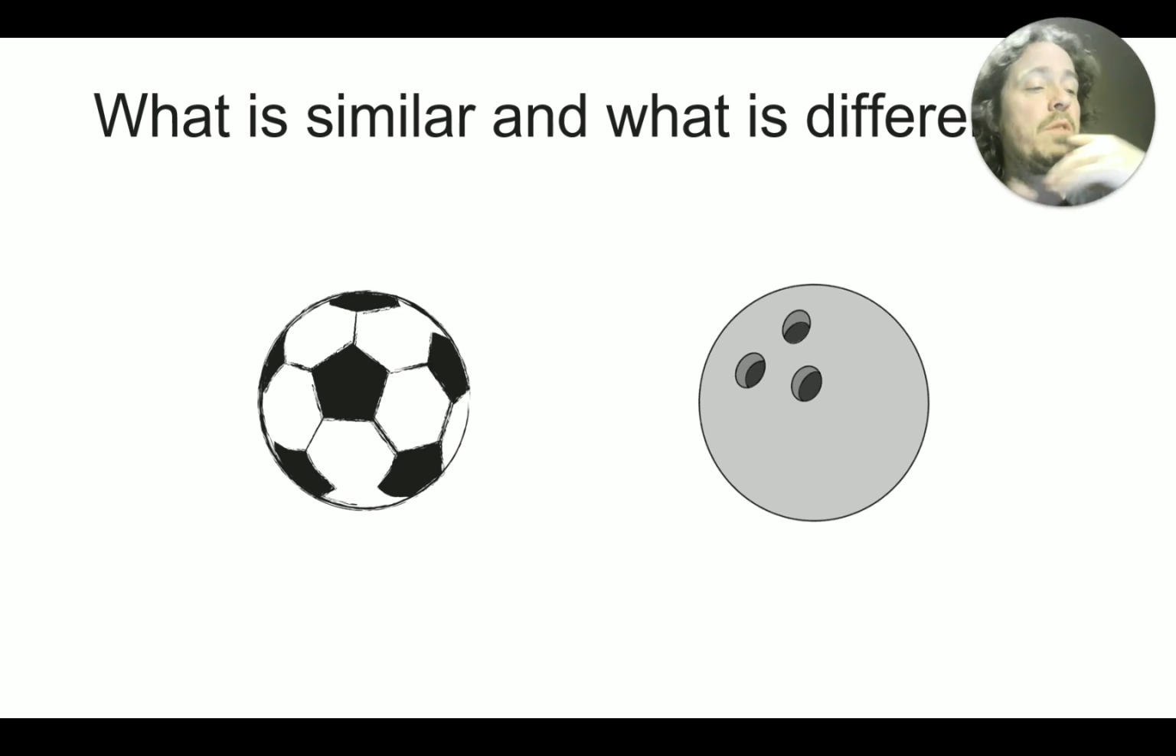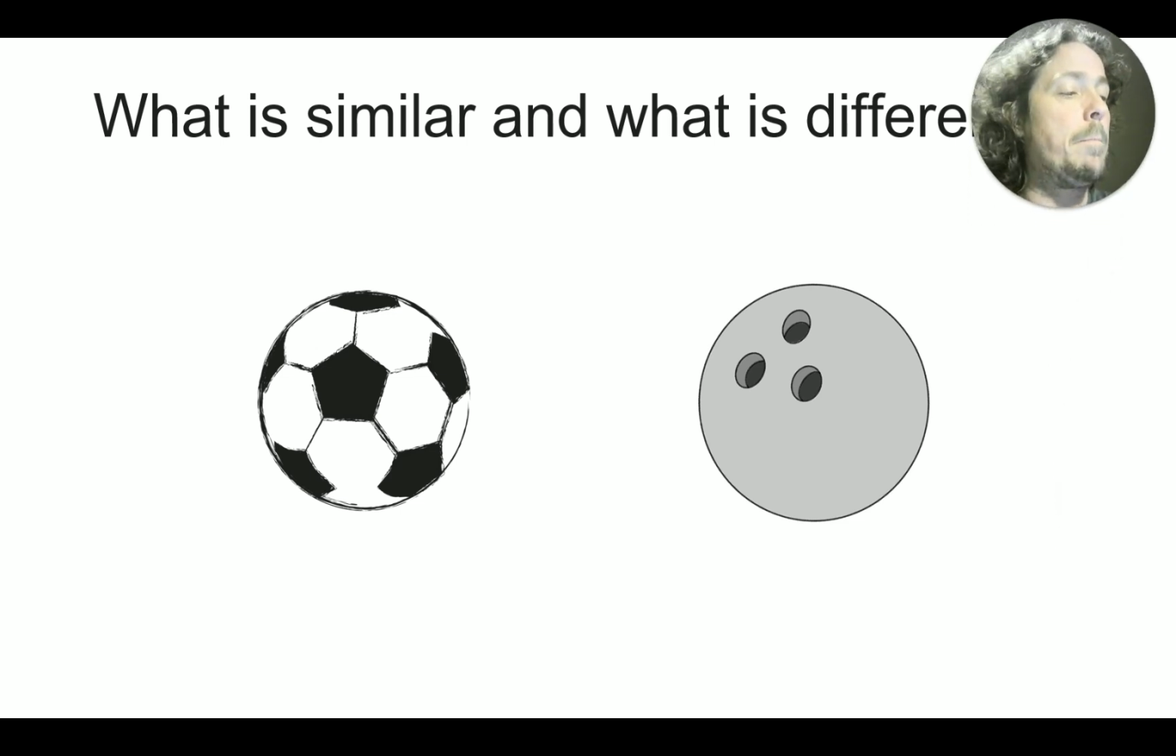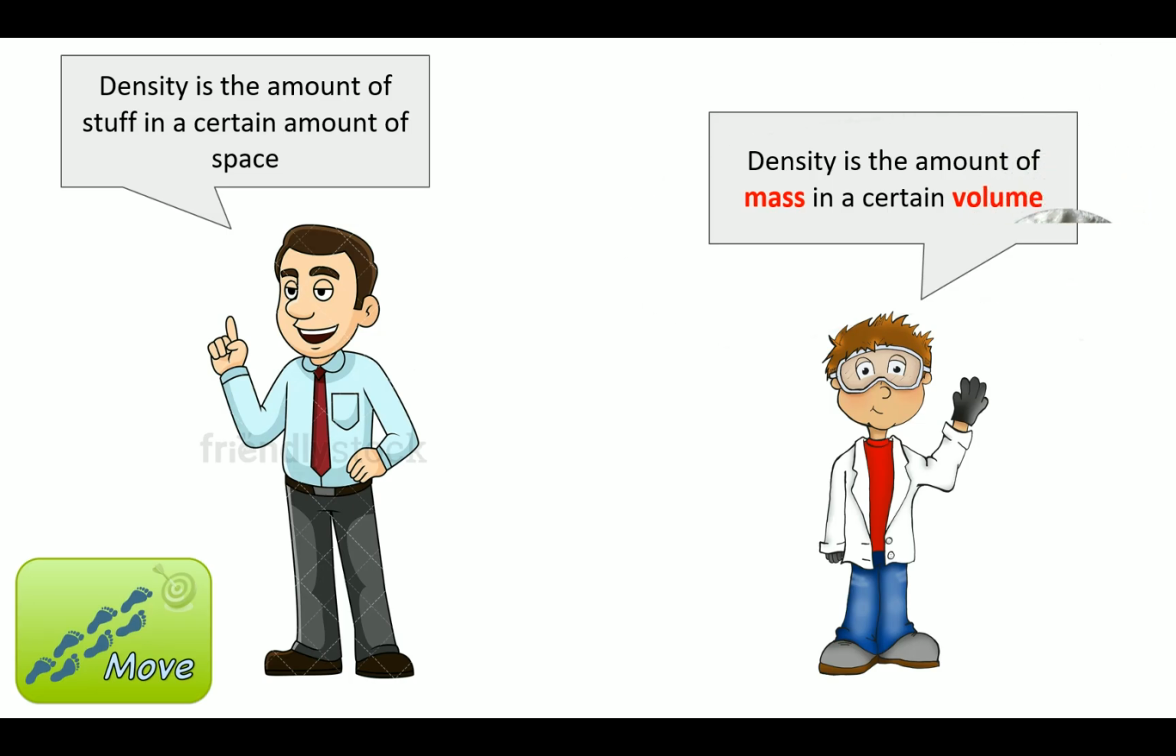So again, what's similar, what's different? Well, the volume, you could say, is the same, all right? But the mass of the two objects is different. And that is what gives these objects different densities. So how do we work density out? Well, let's have a look at this definition first. Okay, so density is the amount of stuff in a certain amount of space. That would be one definition, a simple definition, but a better, more scientific GCSE style definition would be density is the amount of mass in a certain volume. Okay, that's a better definition. We prefer that one.